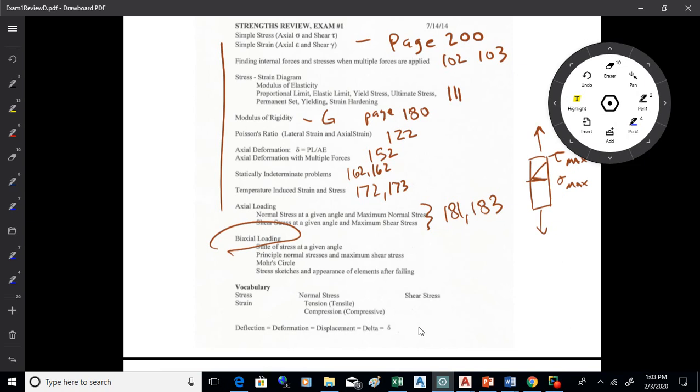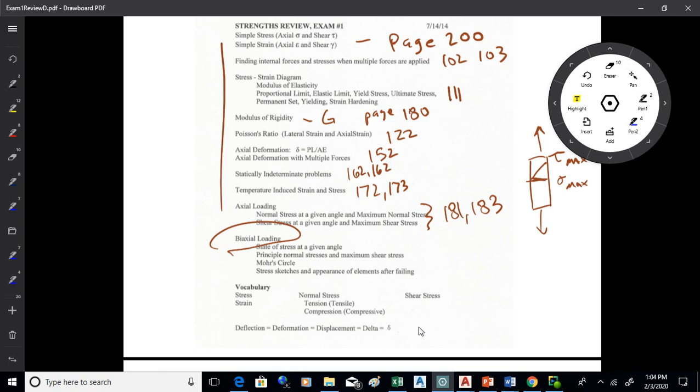So we got simple stress and strain. That's kind of like page 200 where we had that block and we applied some different loads to it and saw how it would deform. We have finding internal forces and stresses when multiple loads are applied. That's like problems 102 and 103, where we're cutting an object open to find the internal forces. Stress strain diagram, modulus of elasticity, and all the different characteristics of that curve for problem 111.